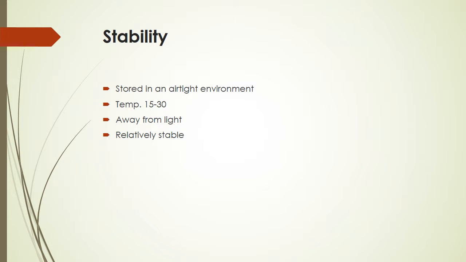Verapamil needs to be stored in an airtight environment with temperature ranging between 15 degrees Celsius and 30 degrees Celsius. We need to keep it away from light. In a normal environment, Isoptin tends to be relatively stable.